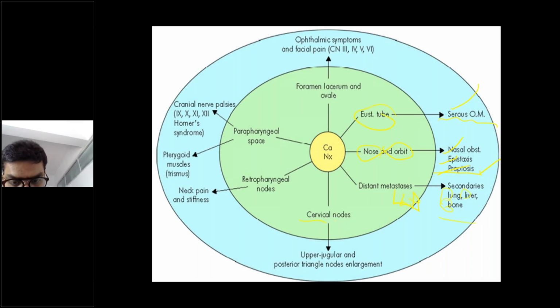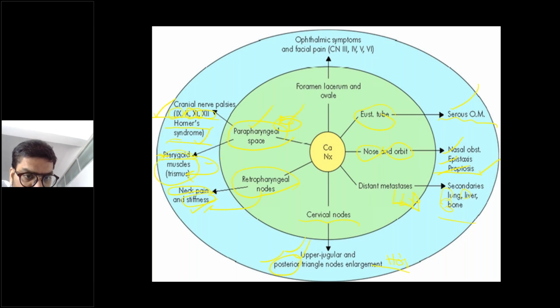Cervical lymph node enlargement is there, with upper jugular and posterior triangle node involvement. I already told you, the posterior triangle, and also the inferior supraclavicular triangle called the Hoste triangle, as you could see here. Cranial palsies of 9, 10, 11, 12, lower cranial paralysis and Horner syndrome are all because of parapharyngeal space involvement directly or retropharyngeal space involvement indirectly. Retropharyngeal node involvement leads to neck pain and stiffness. If the pterygoid muscles are involved, it leads to trismus.